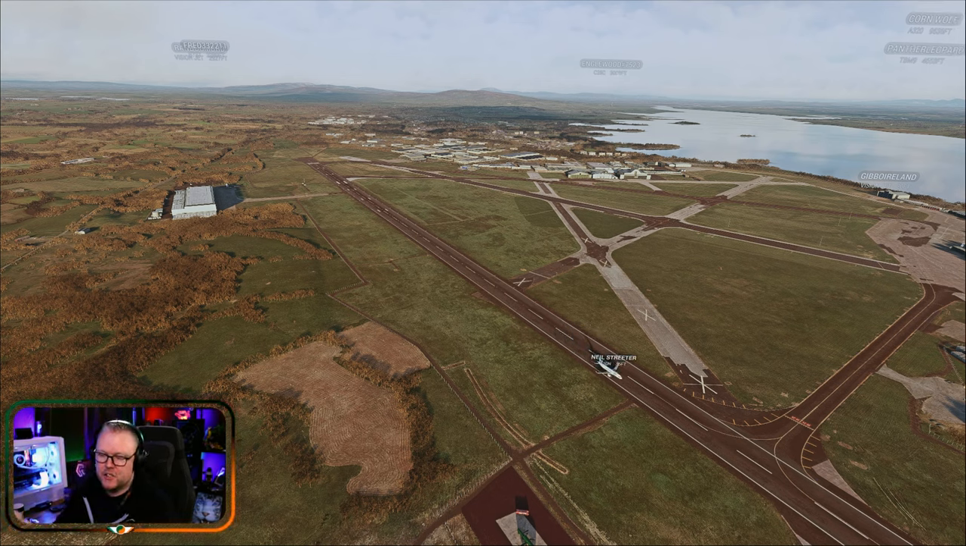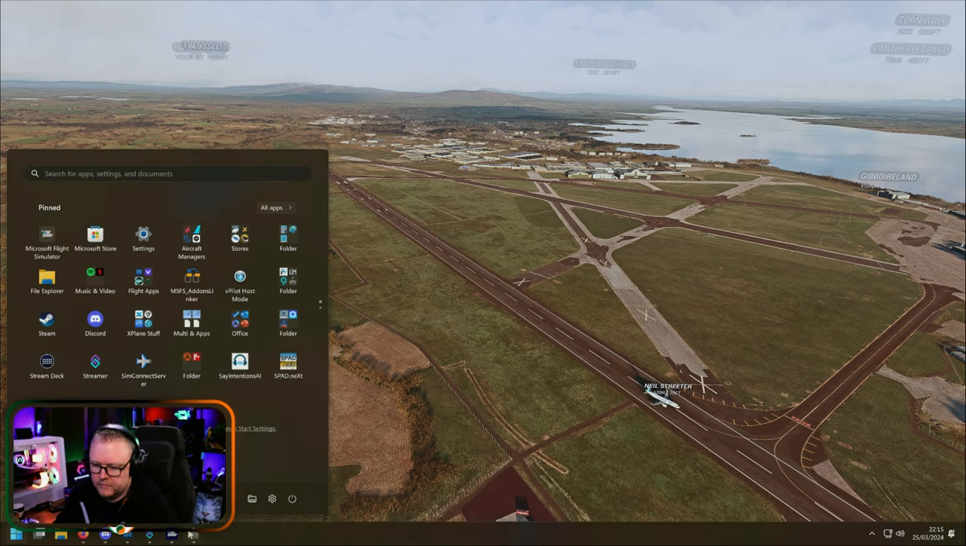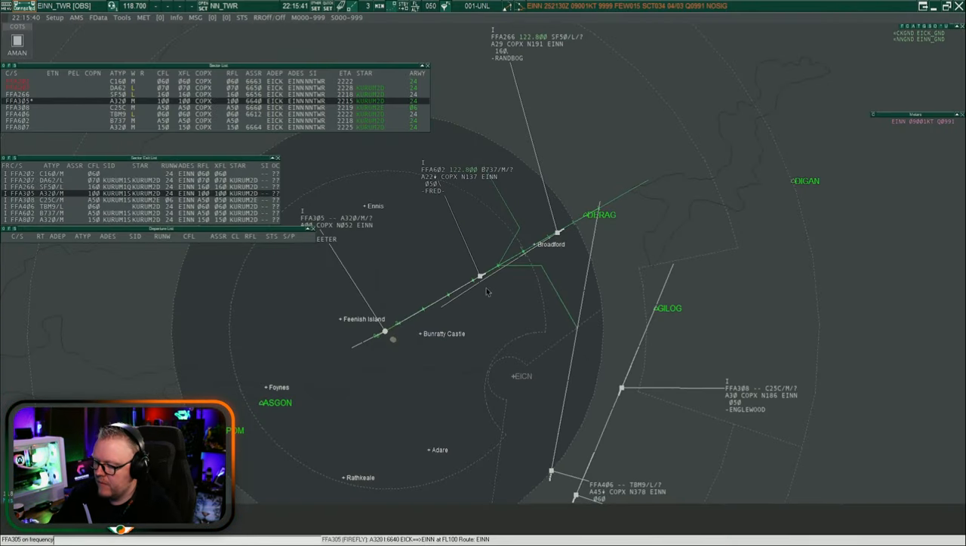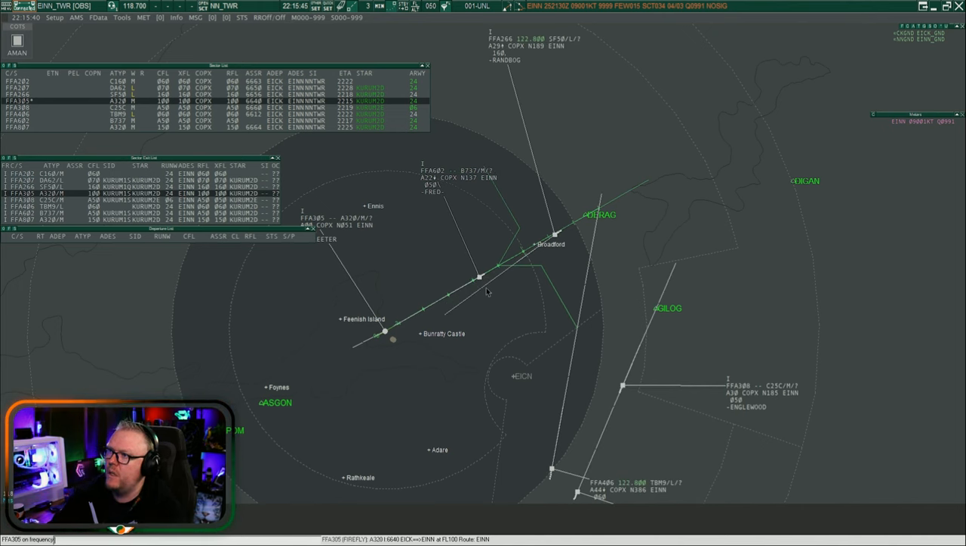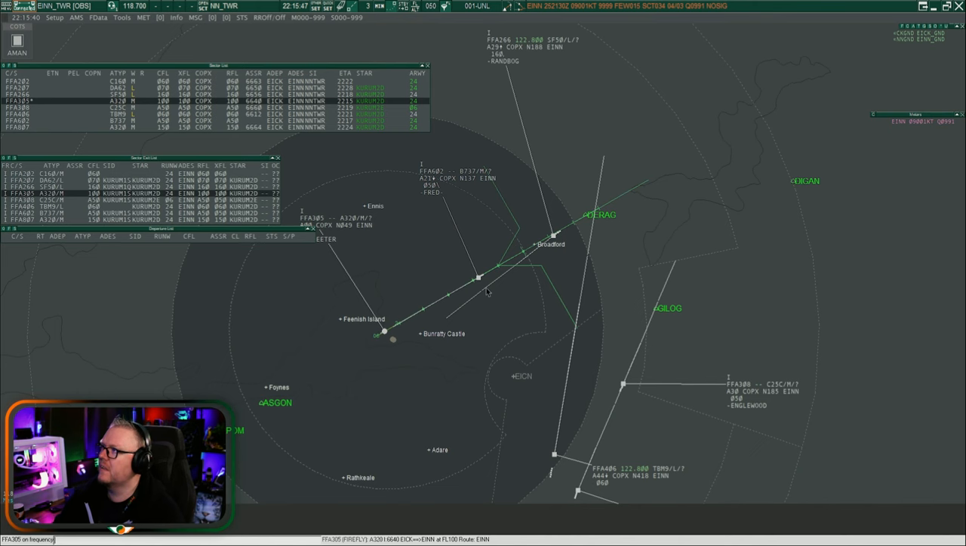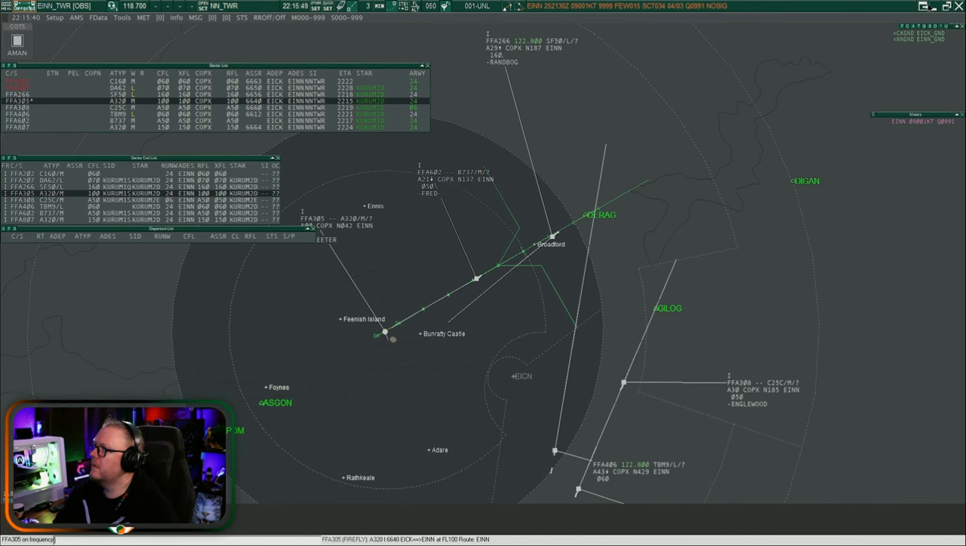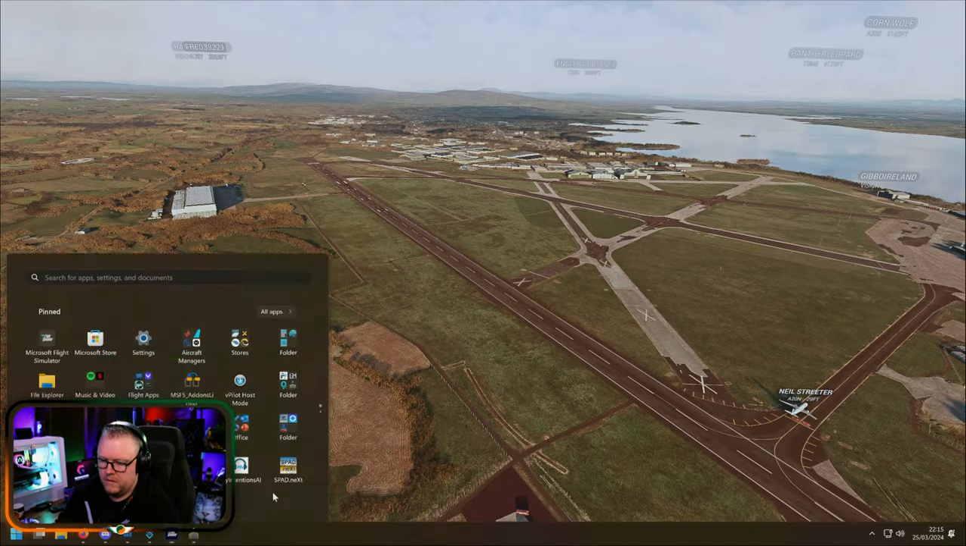Okay. Get your speed down. Help the controller Shannon out. Tower, Firefly 266 established on the ILS runway 24. Firefly 266, roger, continue approach. You are number two. Expect a late clearance. Number two, expect late clearance, Firefly 266.